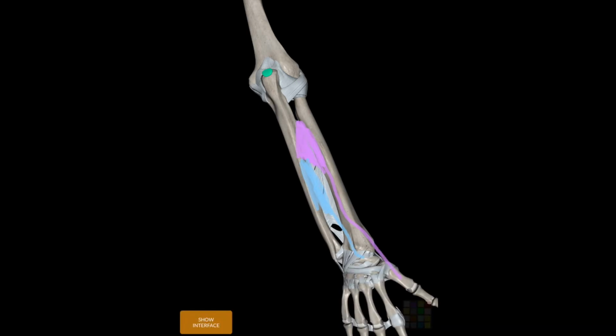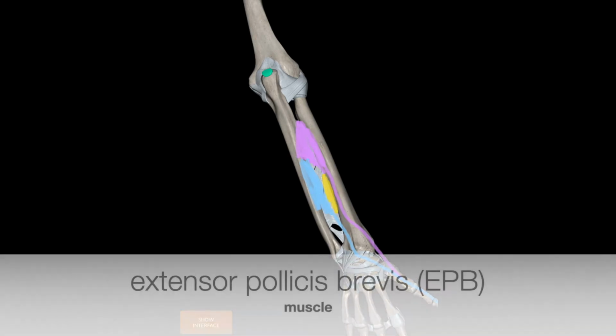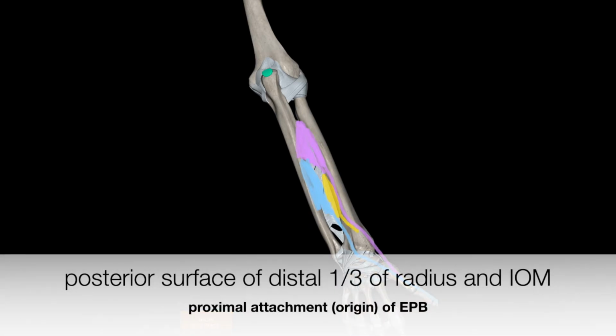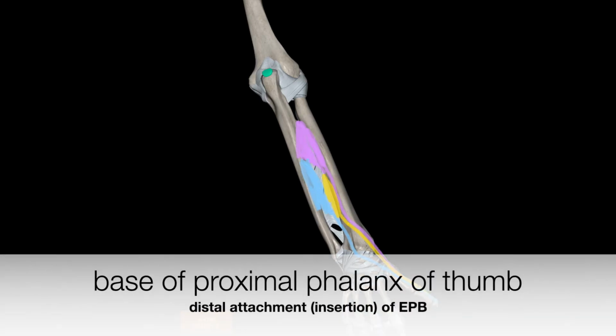then takes a sharp turn around the dorsal tubercle of the radius and extends all the way along the thumb to the base of the distal phalanx. In between these two is a smaller extensor pollicis brevis muscle. Its tendon tends to follow that of abductor pollicis longus, takes a radial course and inserts into the base of the proximal phalanx of the thumb.